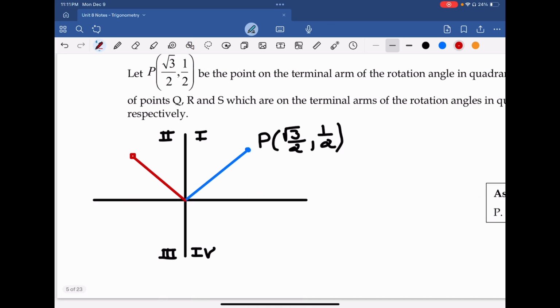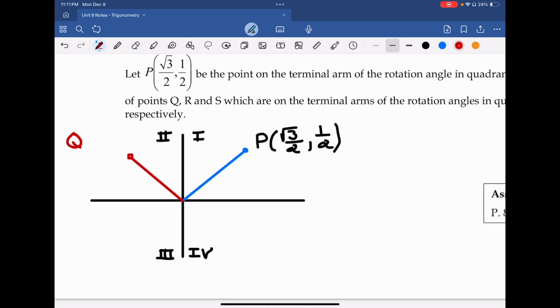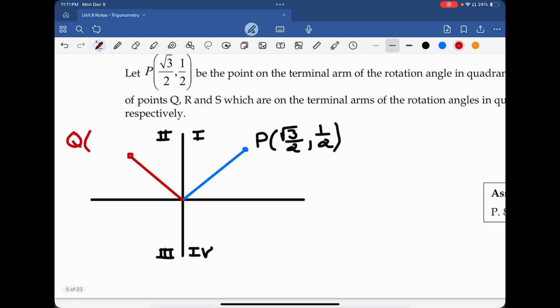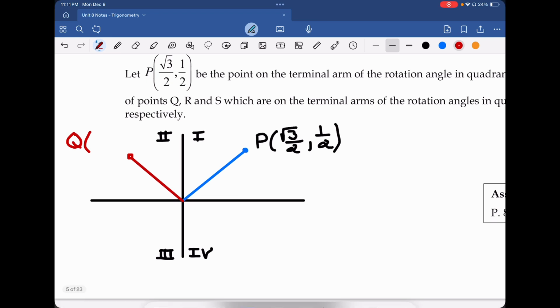What does this mean in terms of my values? Q is actually going to be the following. Q is equal to, well, if x was positive √3/2, on the left-hand side of the y-axis it is negative. So it's going to be negative √3/2 and positive 1/2, because the y values in this quadrant are still positive. It's just the x values that become negative.